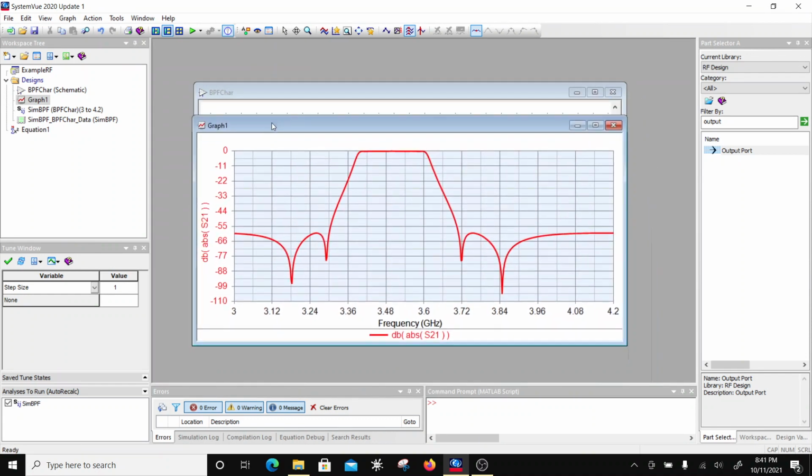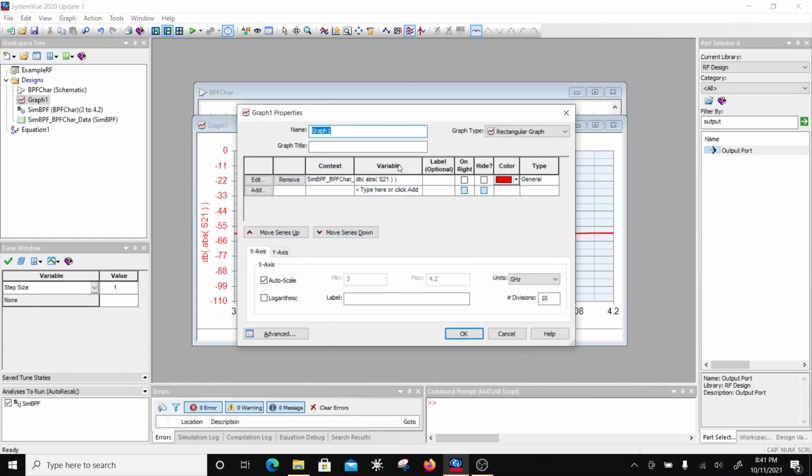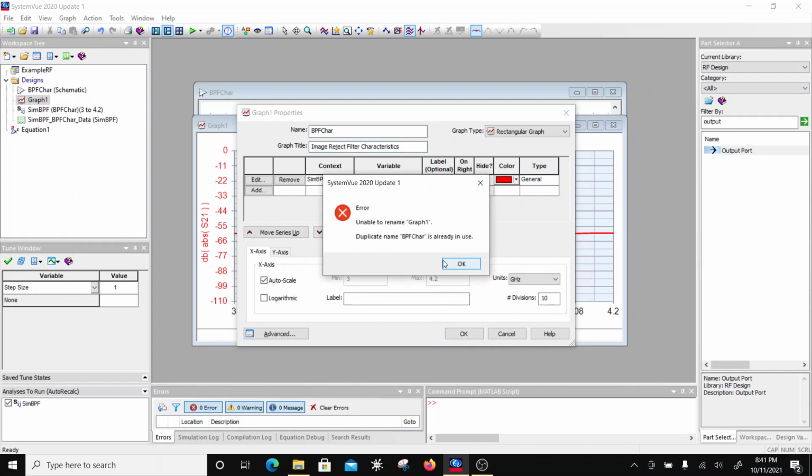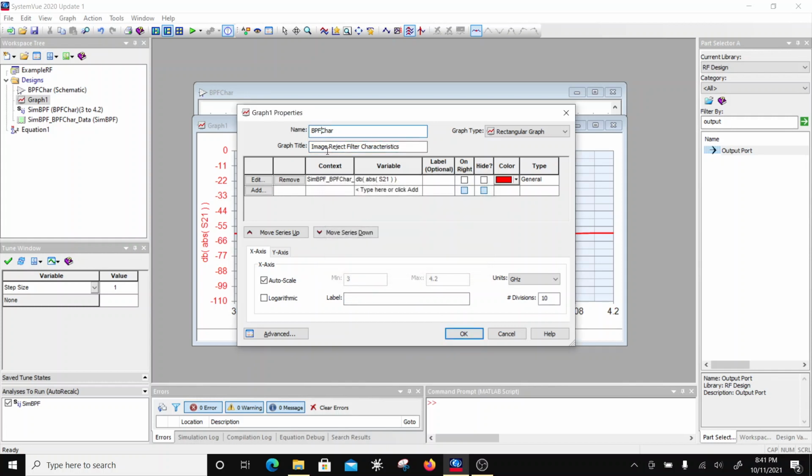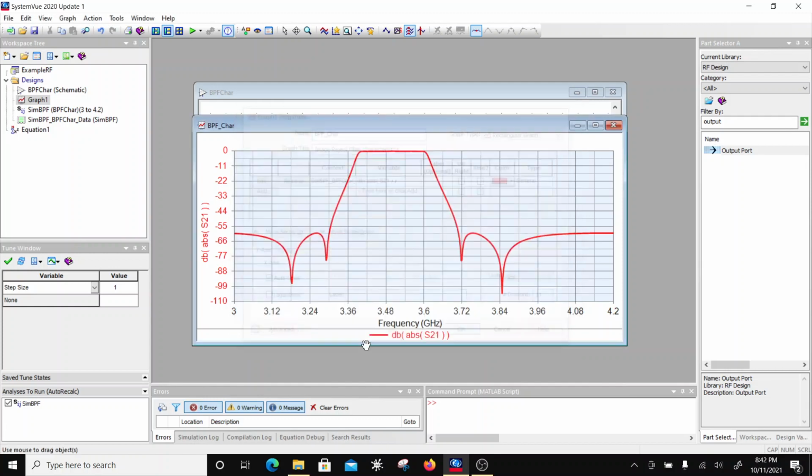Now I can also look at another graph here, so of course I can just add here. So this is the BPF characteristics, BPF char, so that is the name, and I can add a title, image reject filter characteristics. Okay, so we are all set. We cannot name them the same, so let's fix that.